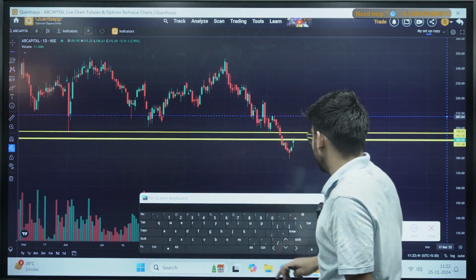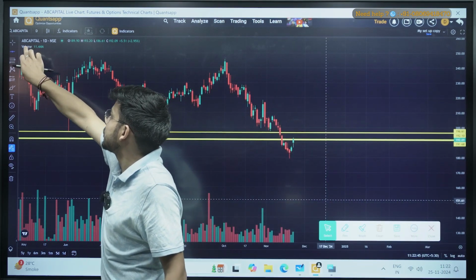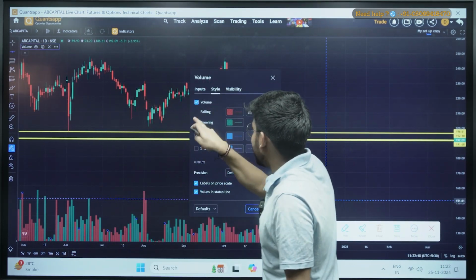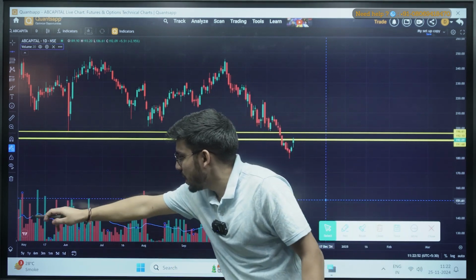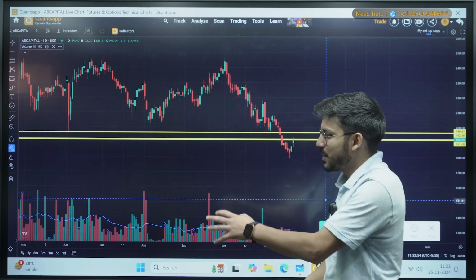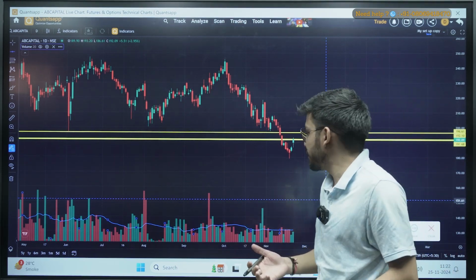So here the volume is for you. Now there is a setting that we always do for the volume. You just have to go into the settings and enable the volume moving average. You can see now a blue line, that is my moving average, has been plotted on my volume. That will give me a trend verification, or you can say trend confirmation.